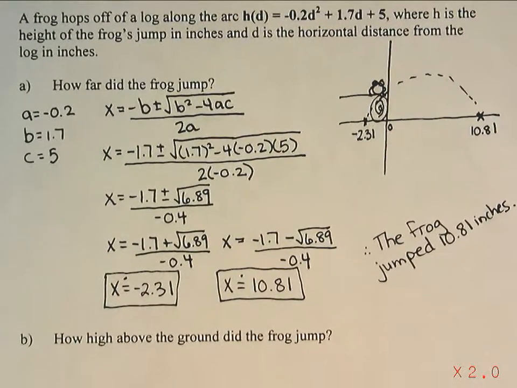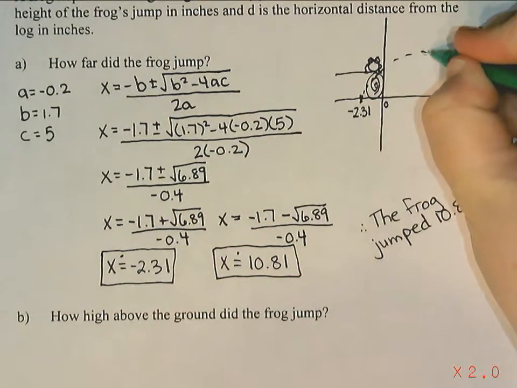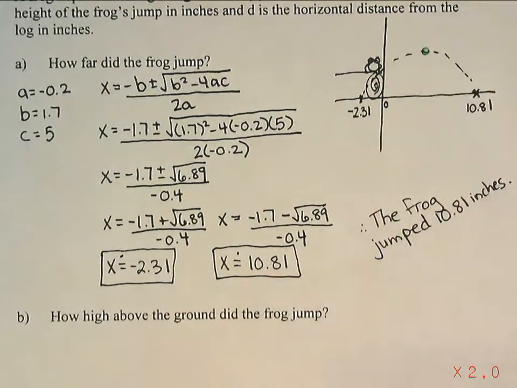Now there is a second part to this question. It says, how high above the ground did the frog jump? So when it's asking how high above the ground did he jump, it is asking us to figure out that point right there at the highest point, and that is called the vertex.